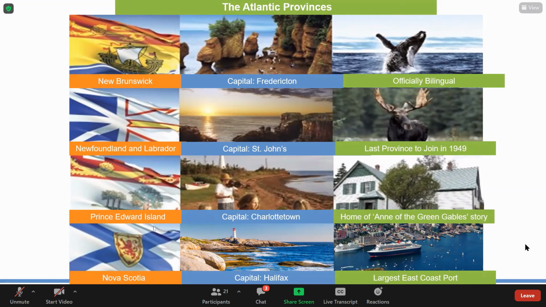Then the fourth of the Atlantic provinces is Prince Edward Island. The capital is Charlottetown, and it was the home of Anne. Any questions so far?